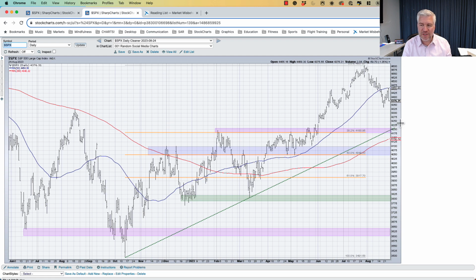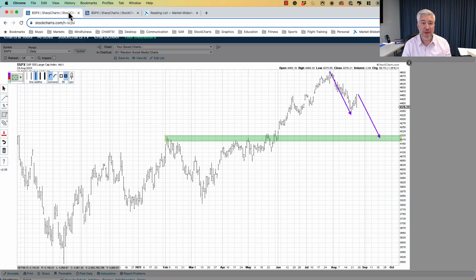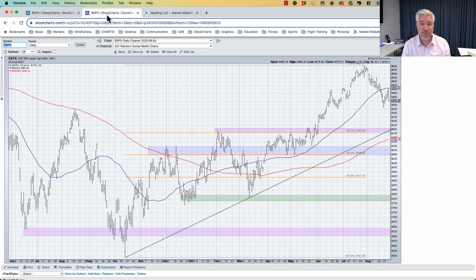So a bunch of different approaches all are coalescing around that same level, right around 4,175 to 4,200. And a measurement technique using that ABC pattern gives us the exact same downside objective. That's where I think may be a really ideal bottom point for this pullback phase.